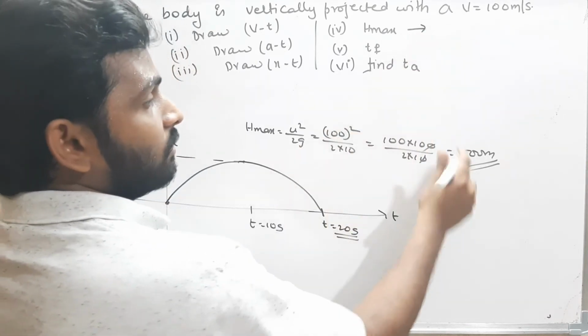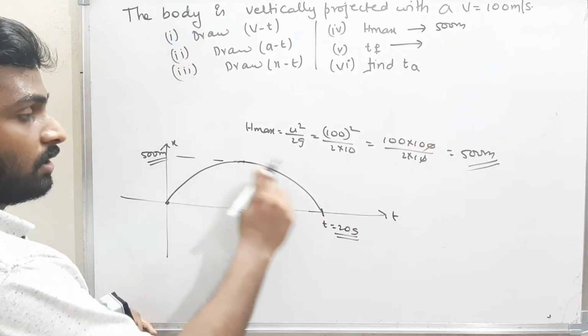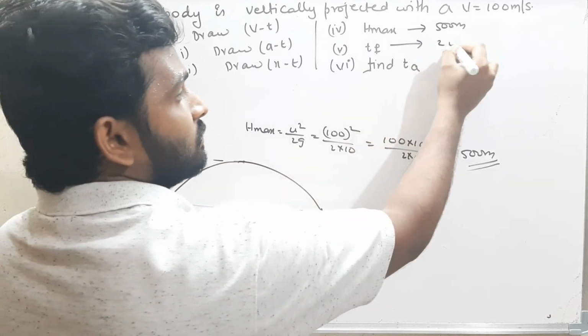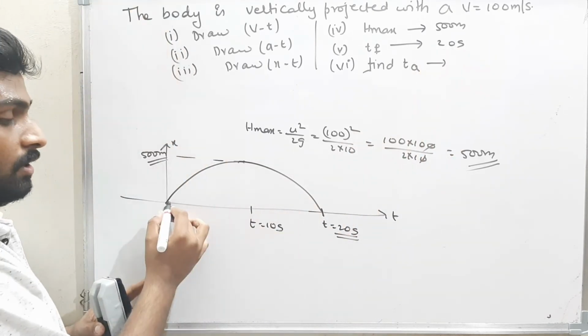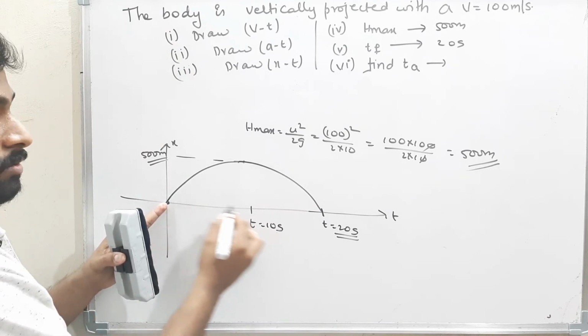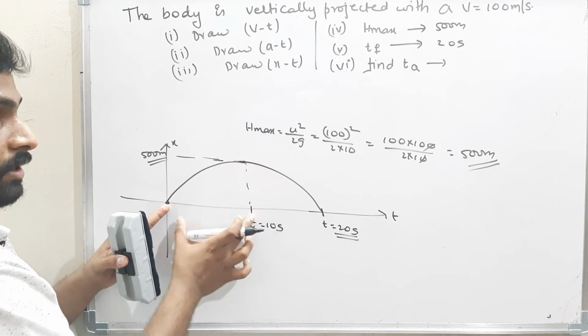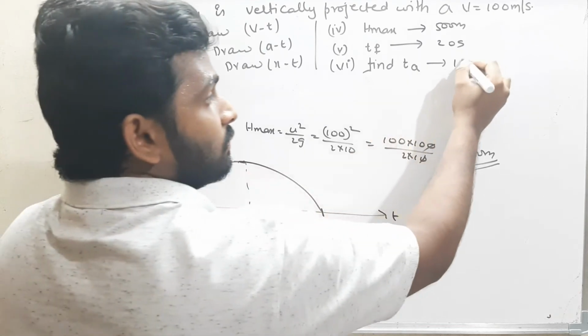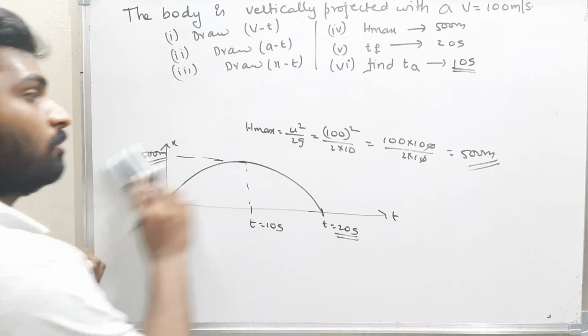Okay, now what is the maximum height? I got 500 meters. Now what is the time of flight? The time of flight is 10 plus 10, that is 20 seconds. Now what is the time of ascent? The time of ascent is nothing but the time to reach the maximum. Here the time is 0, here the time is 10 seconds. Here only the maximum height is achieved. Therefore, the time of ascent is 10 seconds. Okay, I think this is clear. Now we will see the next problem.